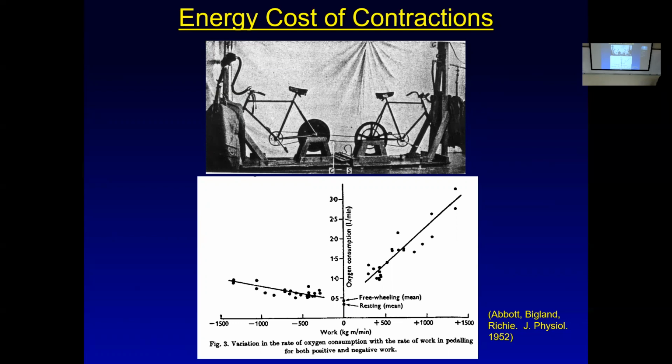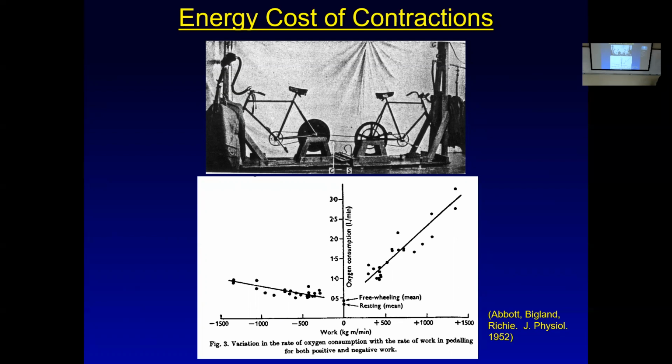Here is work. This is kilogram meters per minute, which is the dumbest way possible to express work. We think of this now as watts in some ways. So you were doing this positive work in this direction, so concentric work. And what you will note is this is oxygen consumption, so this is energy expenditure. Here is work. There's this nice linear relationship.